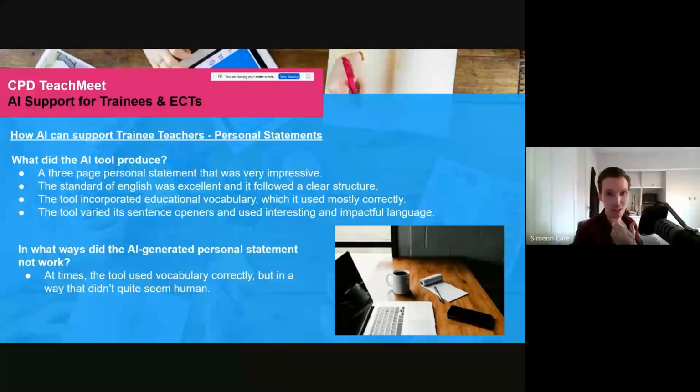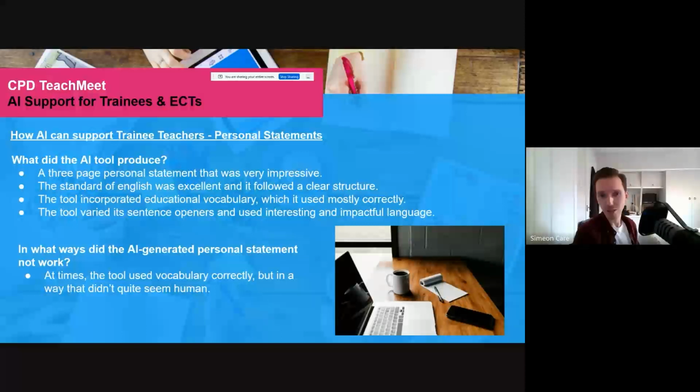Possibly better than your average personal statement, I might say. It followed a very clear structure. Where it fell down a bit for me is it incorporated educational vocabulary, and it was mostly correct, or at least it would seem correct if you didn't read too much into it. Once I started reading a bit more deeply, I kind of thought, hang on, that doesn't quite make sense there.